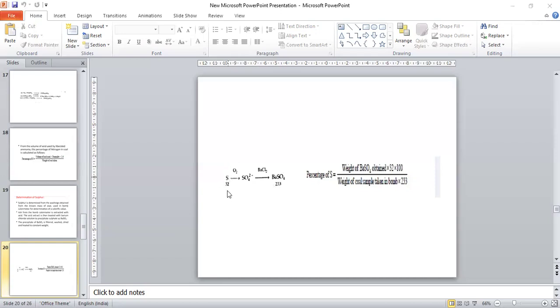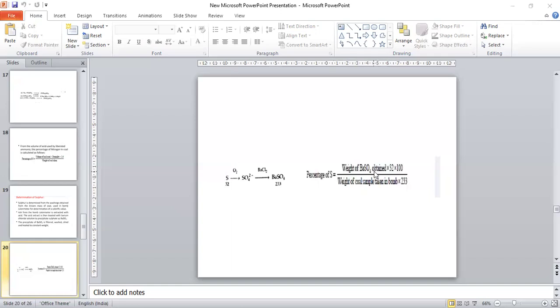The molecular weight of sulfur is 32, which is converted to barium sulfate. The molecular weight of barium sulfate is 233. Now, 32 grams of sulfur produces 233 grams of barium sulfate. How much sulfur produces, suppose, x grams of barium sulfate? The percentage of sulfur is equal to weight of barium sulfate by weight of coal sample taken, into 32 by 233, into 100. This is about the determination of sulfur.